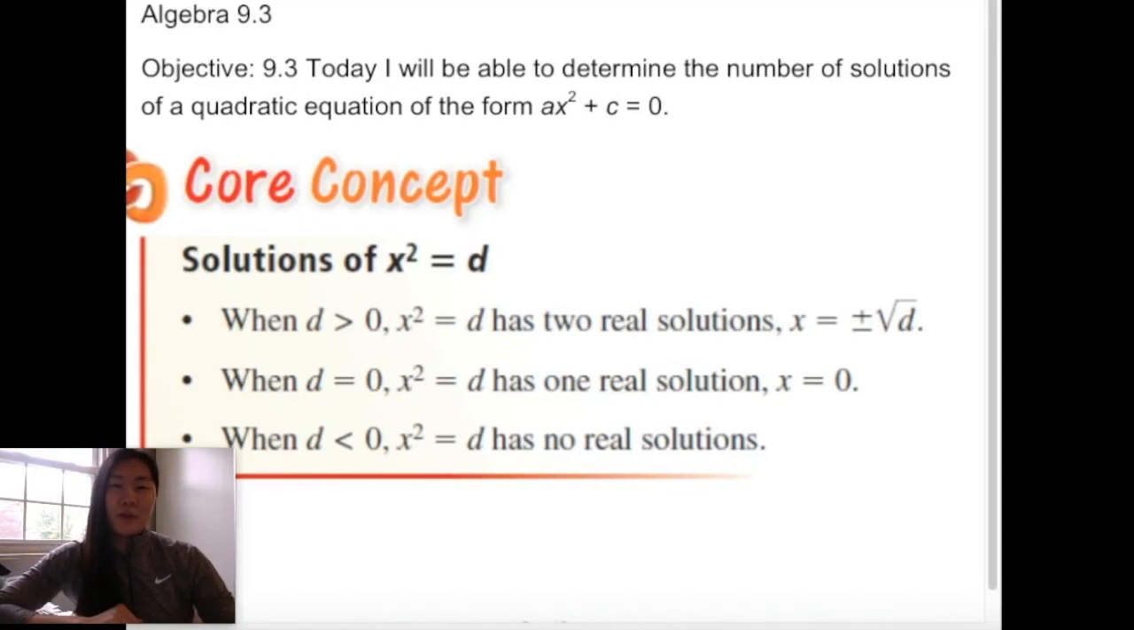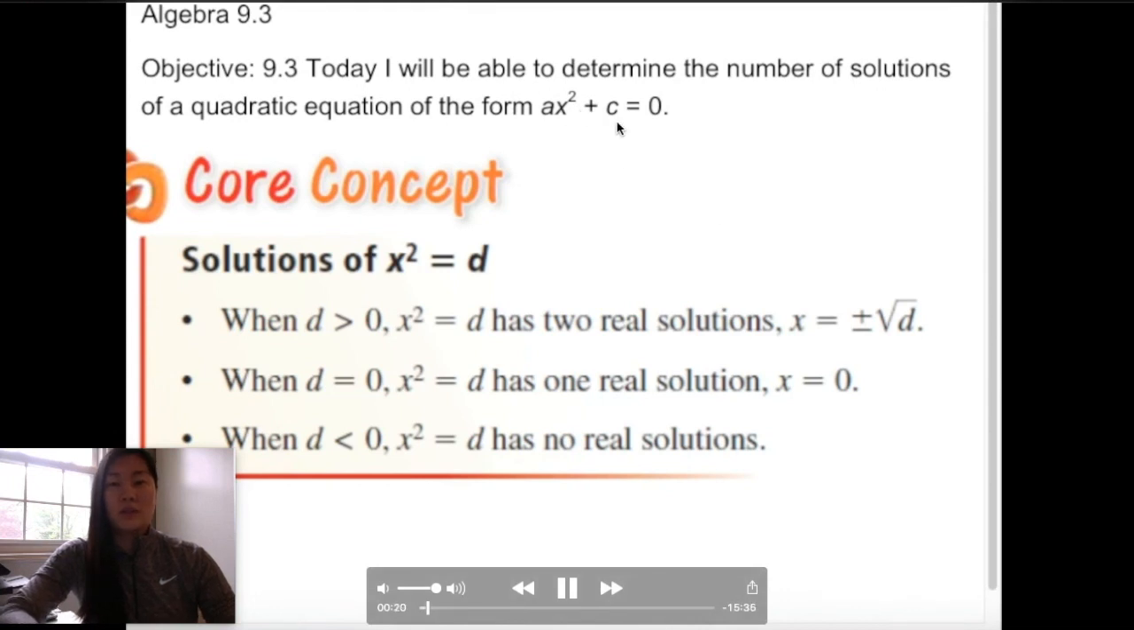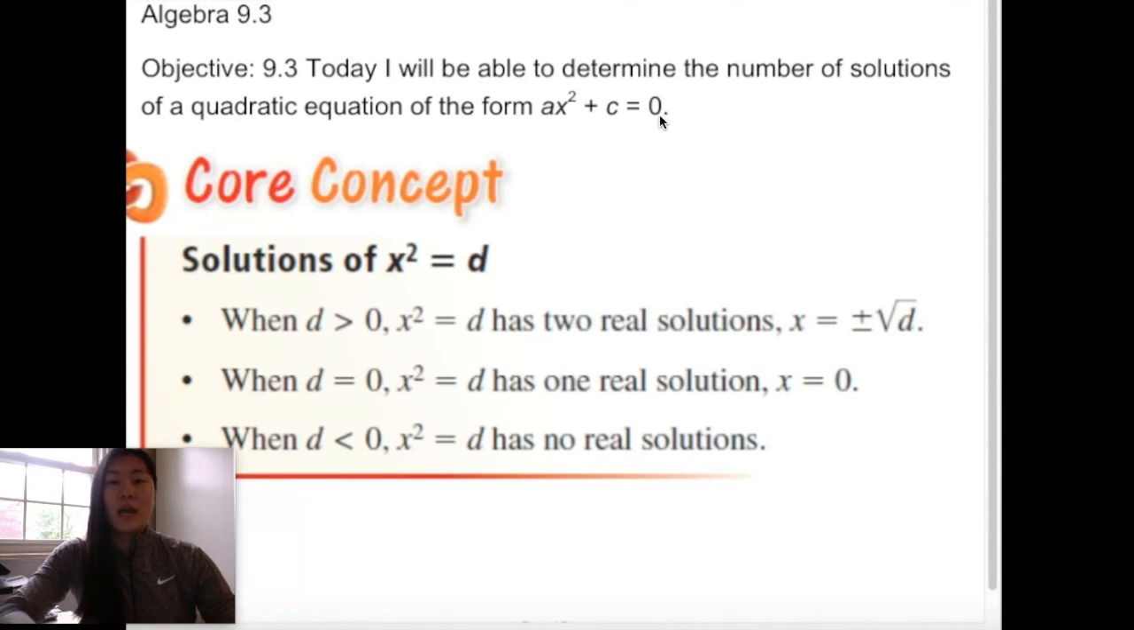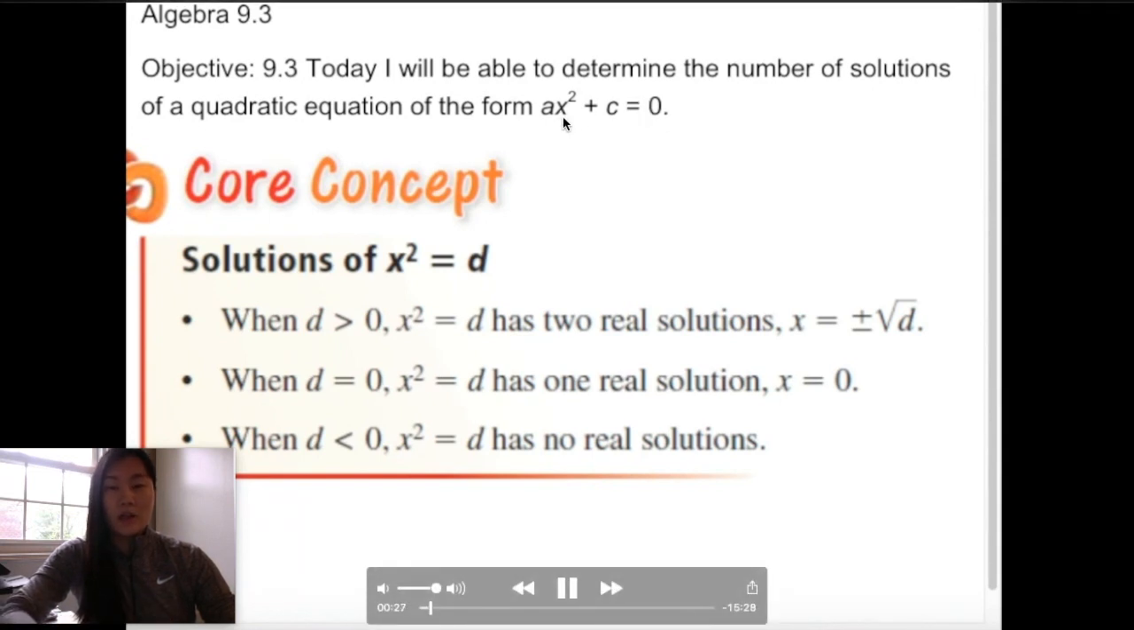Earlier in this chapter, we've talked about properties of radicals or square roots. So we're going to use that, and in this lesson, we're going to use square roots to solve quadratic equations in the form of ax squared plus c equals 0. So what we're going to do here is isolate x squared by itself, and move everything else that's not x squared over to the other side. So your equation then becomes something like x squared equals d, d meaning some type of a number.